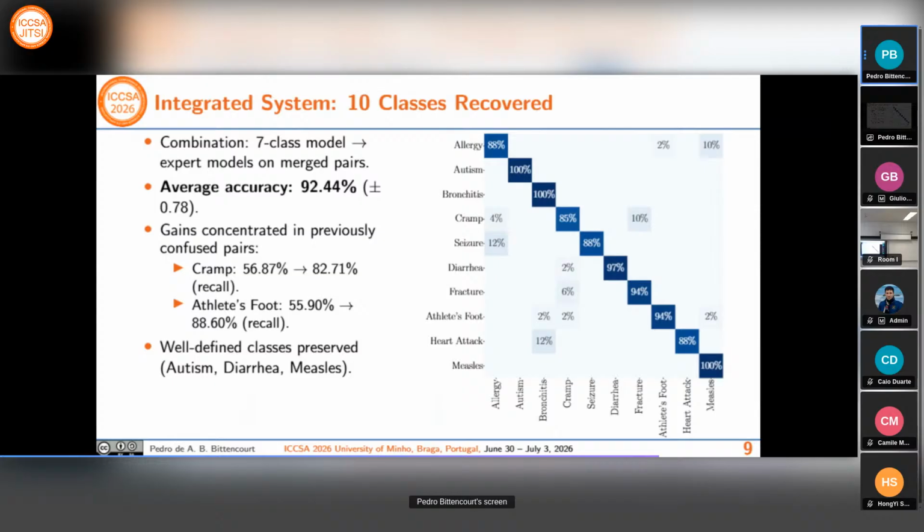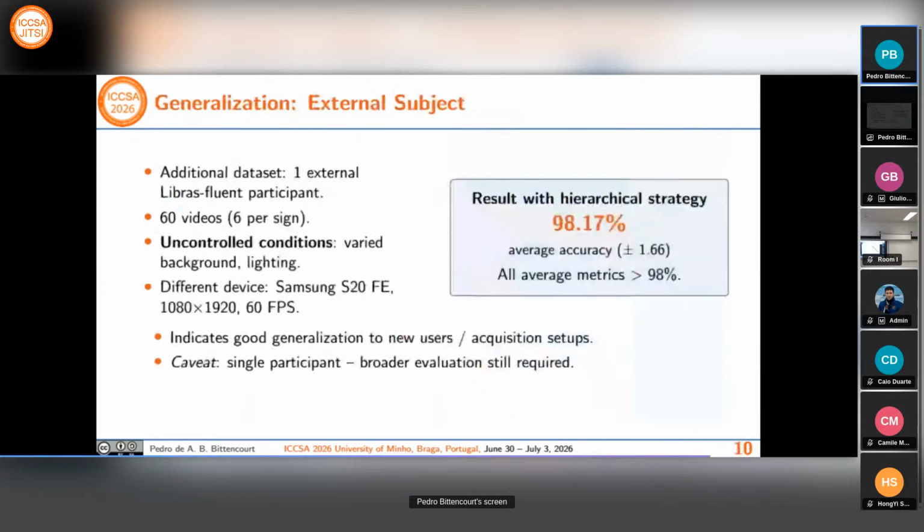Cramp recall increases from 56.87% to 82.71%. Athlete's foot recall increased from 55.9% to 88.60%. Meanwhile, classes that were already well defined, like autism, diarrhea, and measles, maintained their good performance.